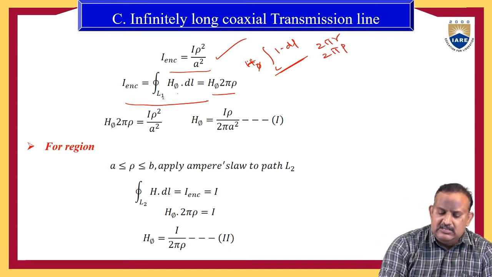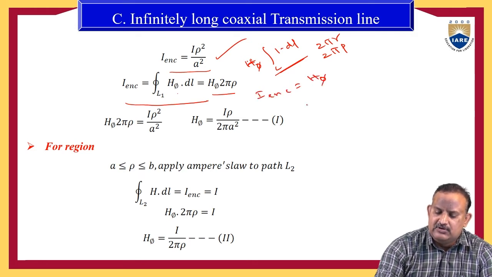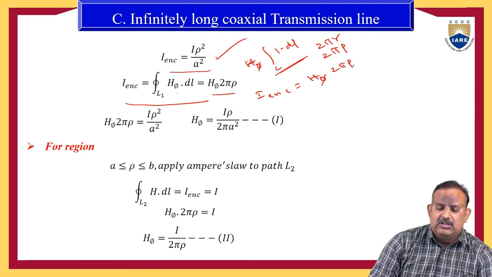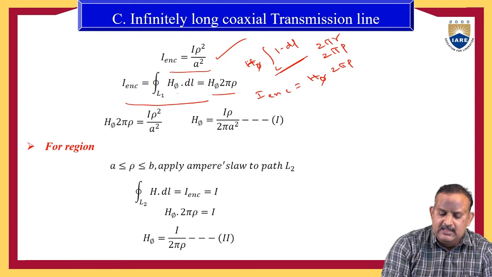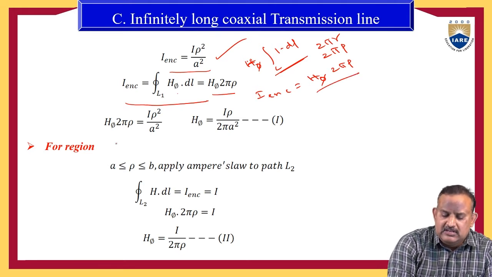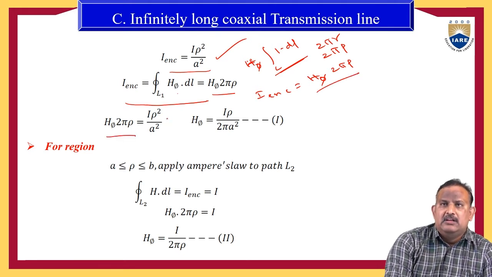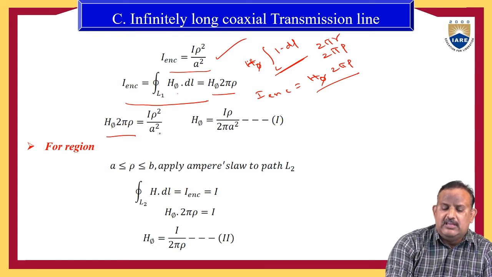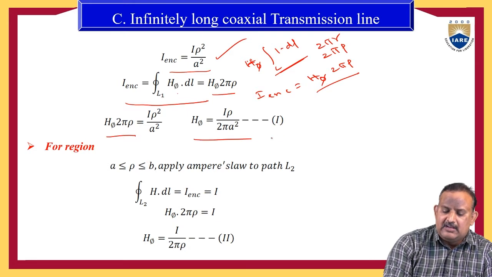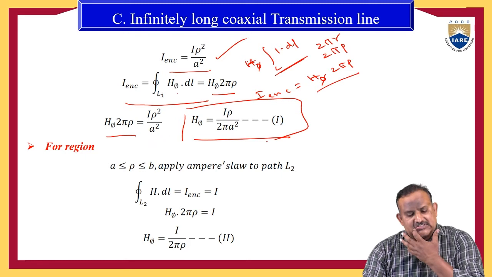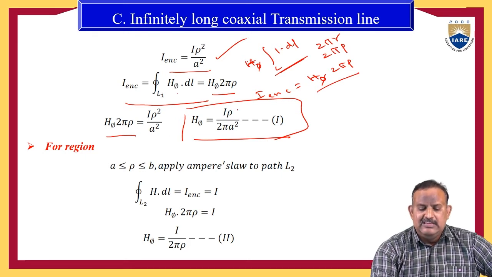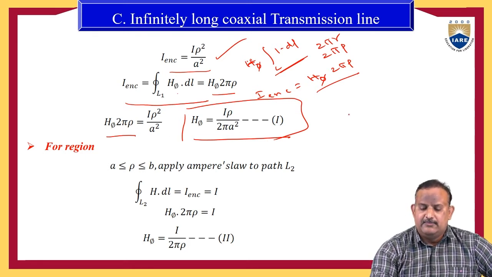Therefore the current enclosed, I enclosed, is equal to the magnetic field intensity H phi into 2 pi rho. Now we need to equate the two equations. If we equate them, H phi into 2 pi rho is equal to I rho square by a square, and just cancel the terms. Therefore the magnetic field intensity for the first circle is H phi equal to I into rho by 2 pi a square.